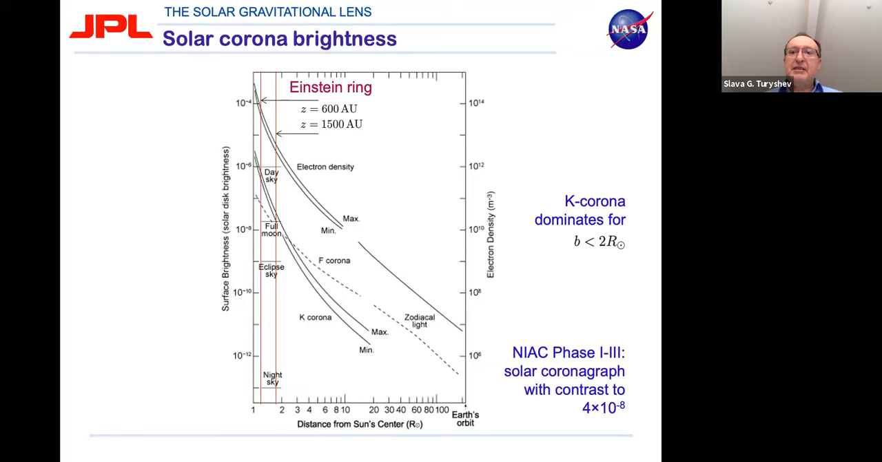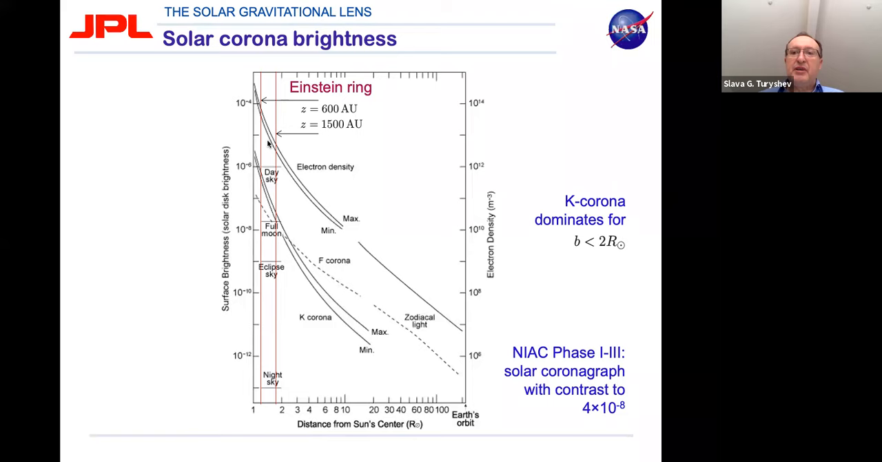And here another red line is 1500 AU. So the Einstein ring is now further separated, but still we are dealing with significant flux, significant brightness from the solar corona. And so we are dealing with the K corona. The K corona is the top line here. We need to be able to compensate for the K corona as well.